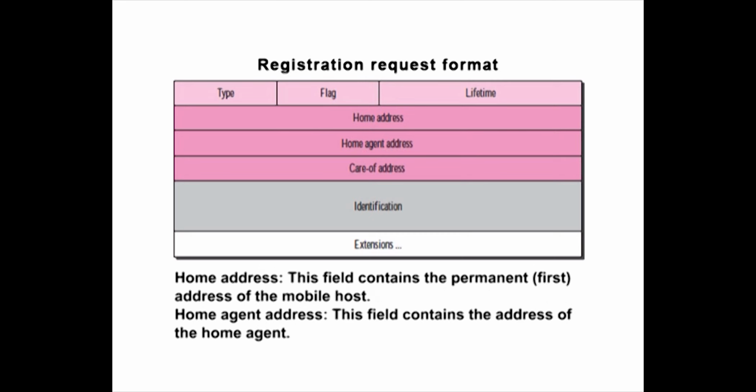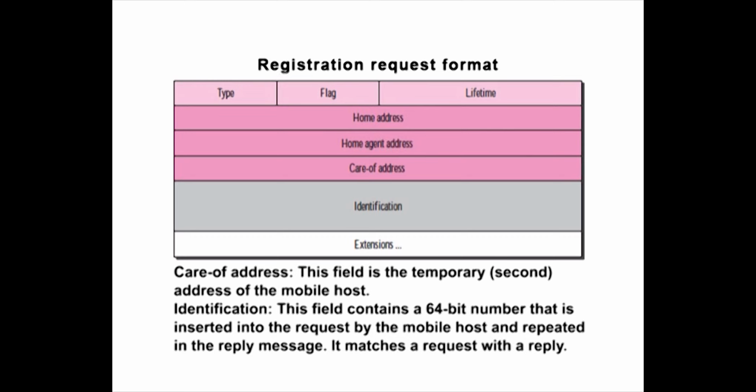Home address. This field contains the permanent address of the mobile host. Mobile agent address. This field contains the address of the home agent. Care of address. This field is the temporary address of the mobile host. Identification.